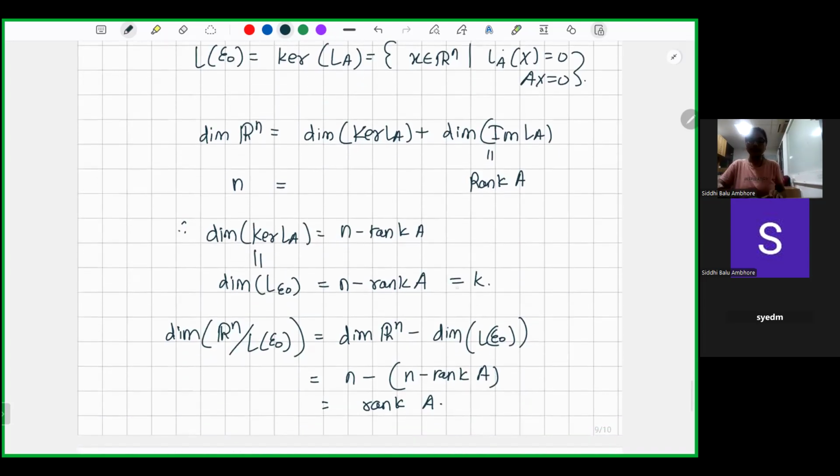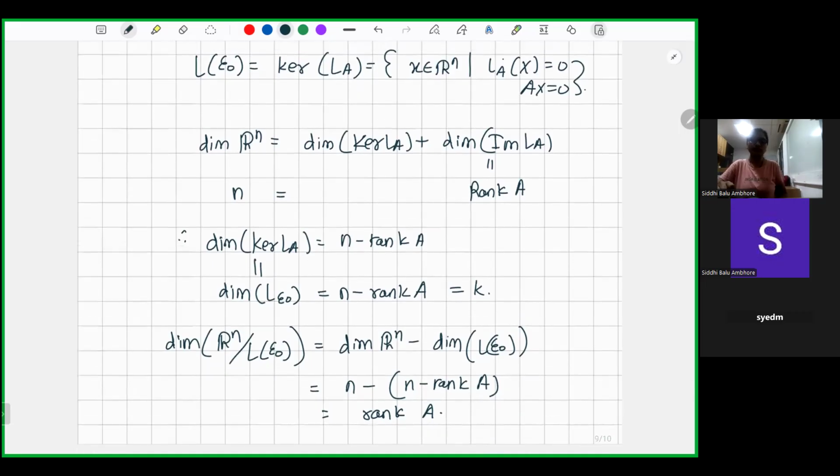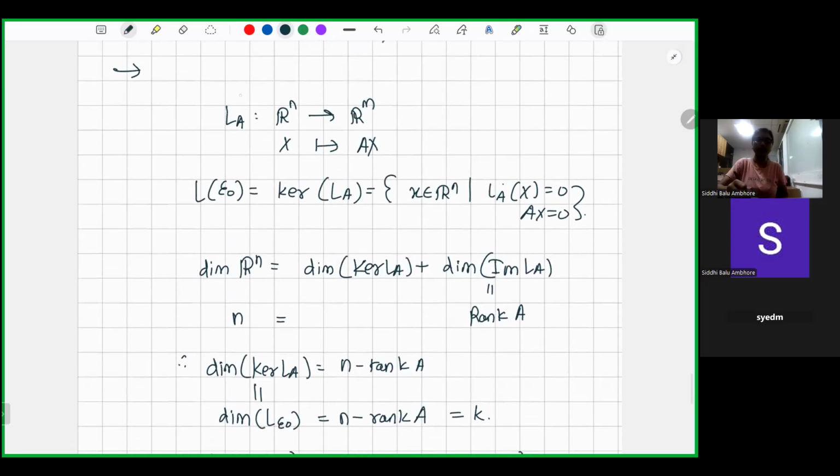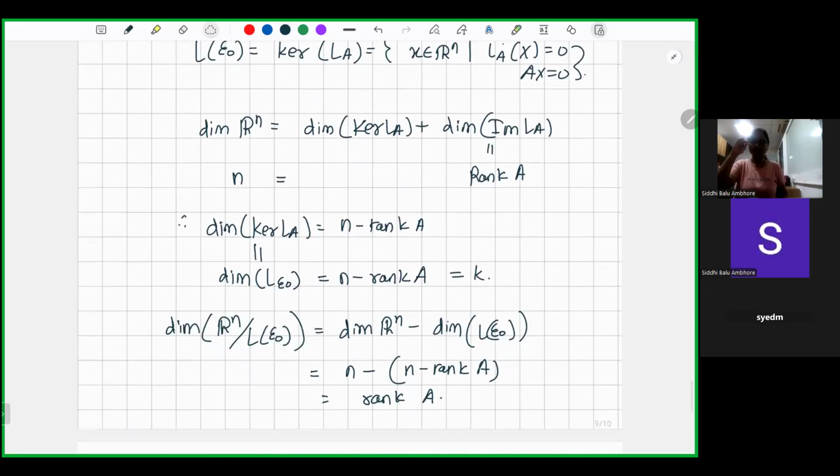The dimension of L epsilon naught will be n minus rank of A. For this we are looking at L_A as a map so that we can get hold of this using the rank nullity theorem. And yeah, this was just the dimension of L epsilon naught. I hope you got the idea what we are doing here.